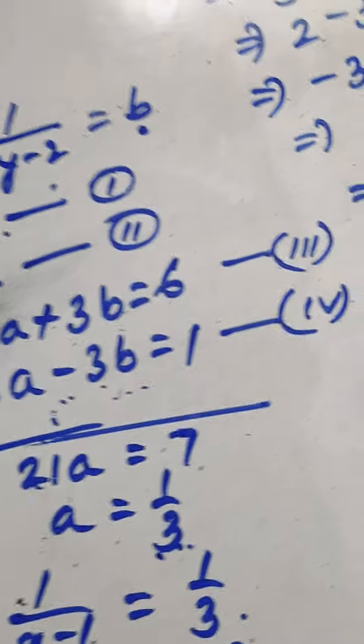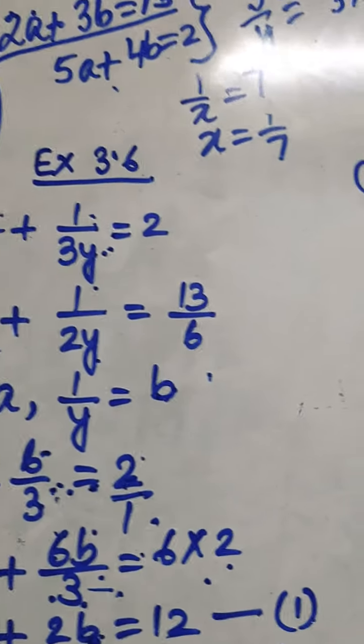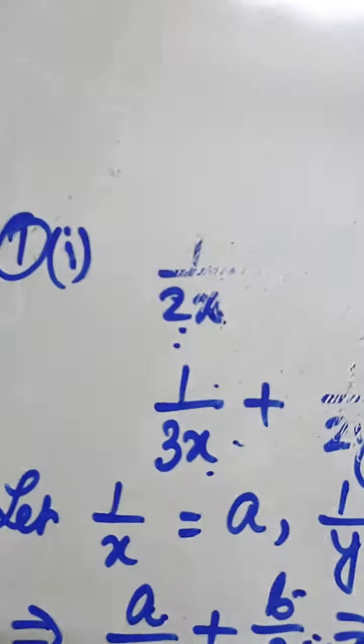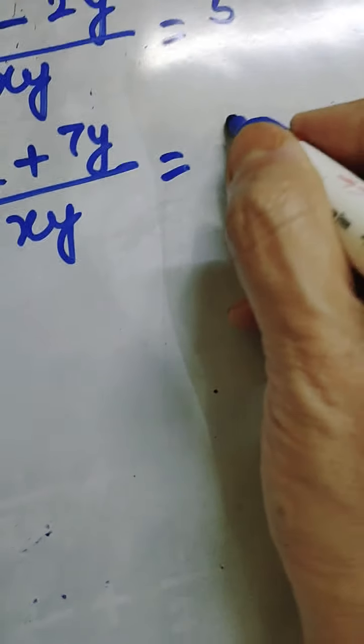Okay, so this is your question number 4. Now let us see question number 5. Question number 5 is 7x minus 2y by xy equal to 5, then 8x plus 7y by xy equal to 15.